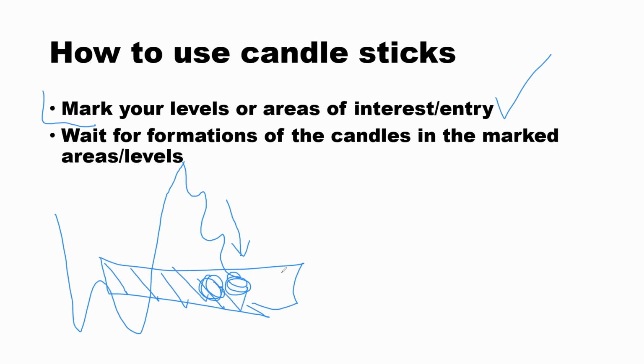Now, if this is my key area, we have said the first point is to mark your levels of interest or entry. So if this is my level of interest or entry, we have talked about the candles that show loss of momentum. A big candle keeps on losing size. And then if I see a rejection, that's another sign telling me that there's a possibility I should start looking for my rules to take buys.